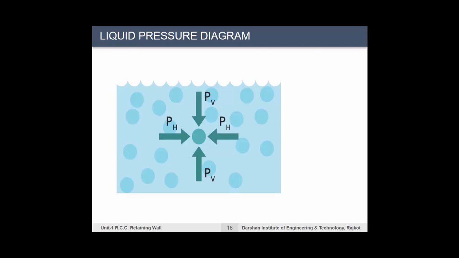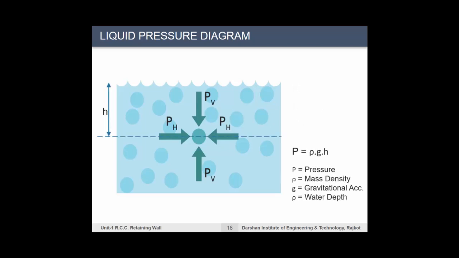Experiment shows that liquid pressure is the same in all directions, and so the K value, that is the ratio of horizontal to vertical pressure, takes a value of 1. In that case, we simply write the pressure P in any direction at a particular depth h as rho g h.